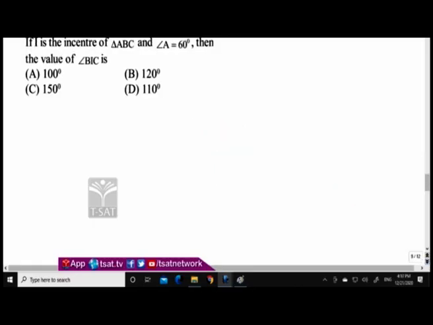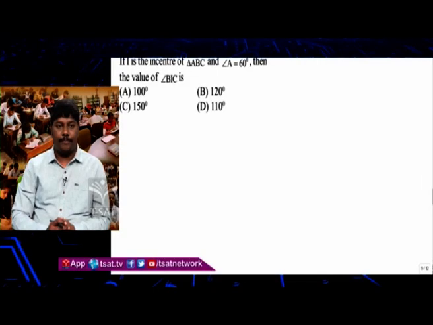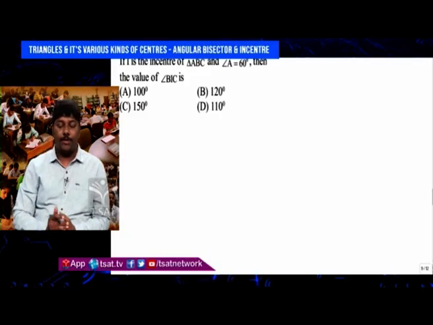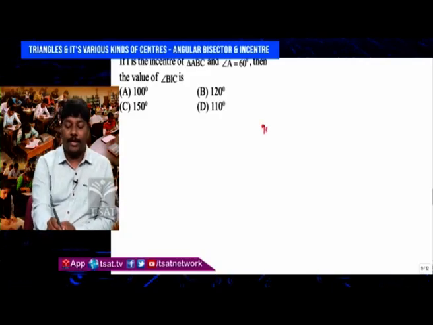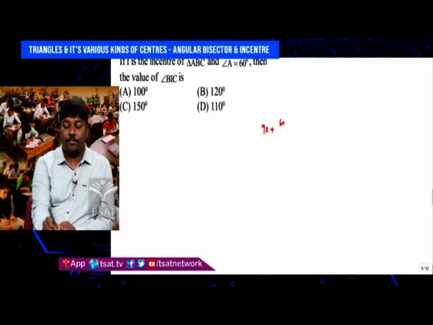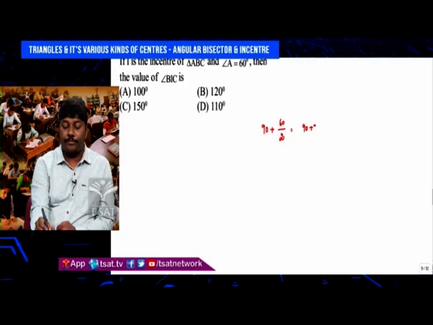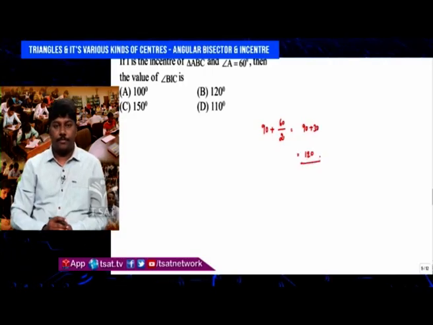If I is the incenter of triangle ABC and A is equal to 60, then find the value of BIC. Here BIC is clearly the angle formed by two internal bisectors. We know it as 90 plus A by 2. So, A is 60 degrees, 90 plus 60 by 2, it is 90 plus 30, which is 120 degrees.